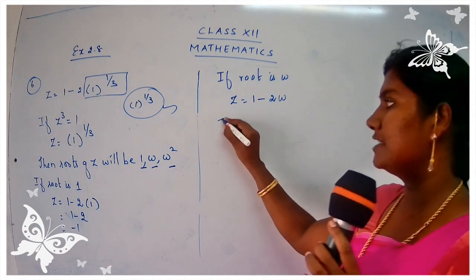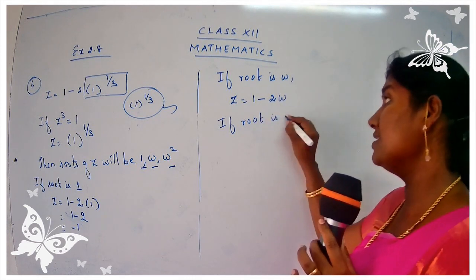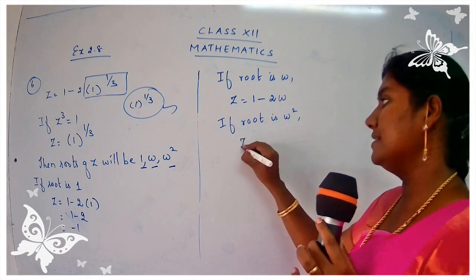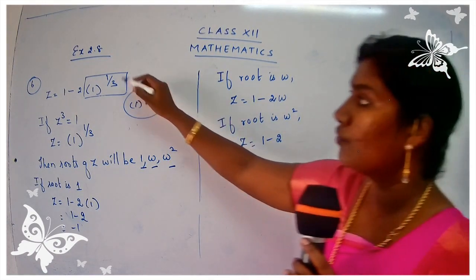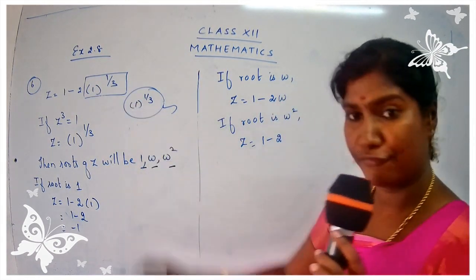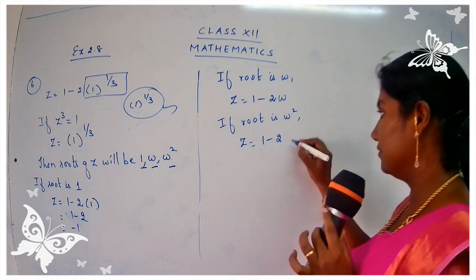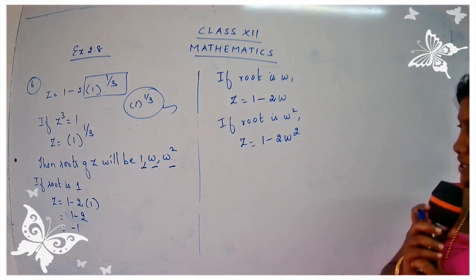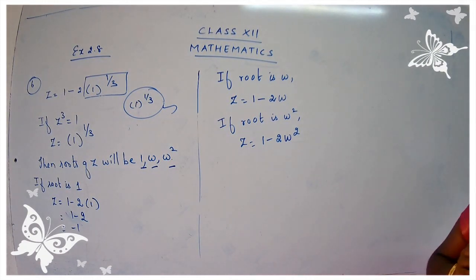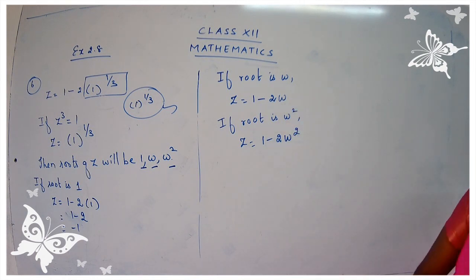Coming to the last part. If root is omega square, z is equal to 1 minus 2 into. What are you going to put in place of 1 the whole raised to 1 by 3? You are going to put omega square. This is 2 omega square. That's all. Yes, children? So we have found all the three values. What are the three values? Minus 1, 1 minus 2 omega, 1 minus 2 omega square.